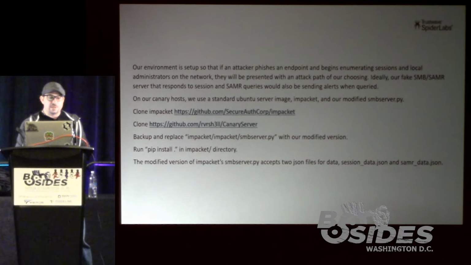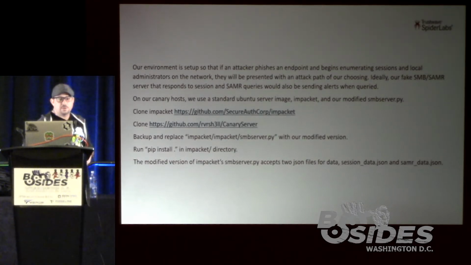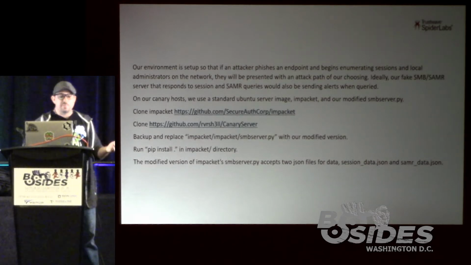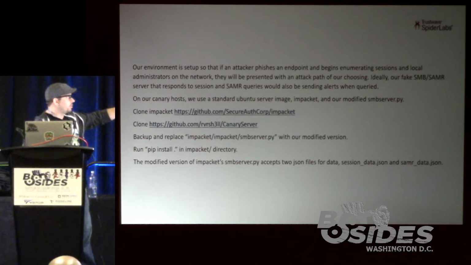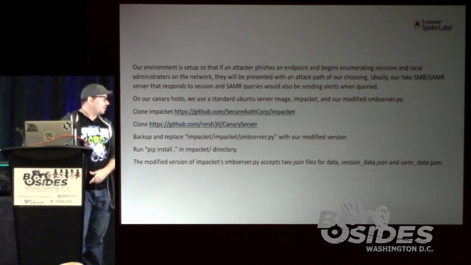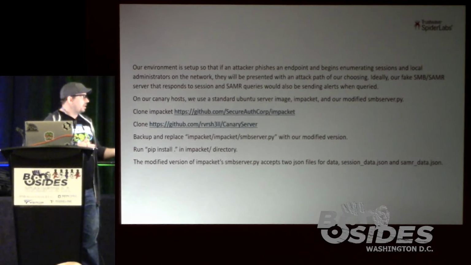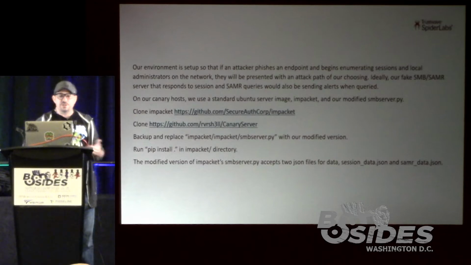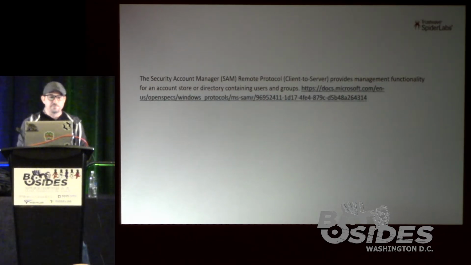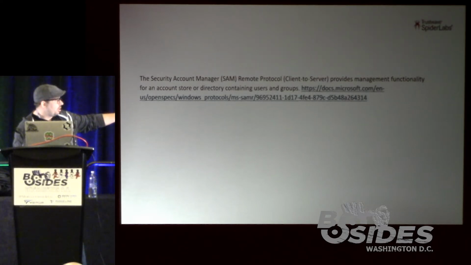So then the trap, this is how we're going to set it up. So this is the quick how-to. Basically install Impacket, replace Impacket with my Canary server, which is on my GitHub at github.com/reverse/shell/canary server. Basically replace the SMB server, reinstall Impacket, and then place your JSON files, which we'll get to, in there. So the SAMR protocol is basically, there's a good write-up on it here, but it's what allows us to query those local accounts on a box.